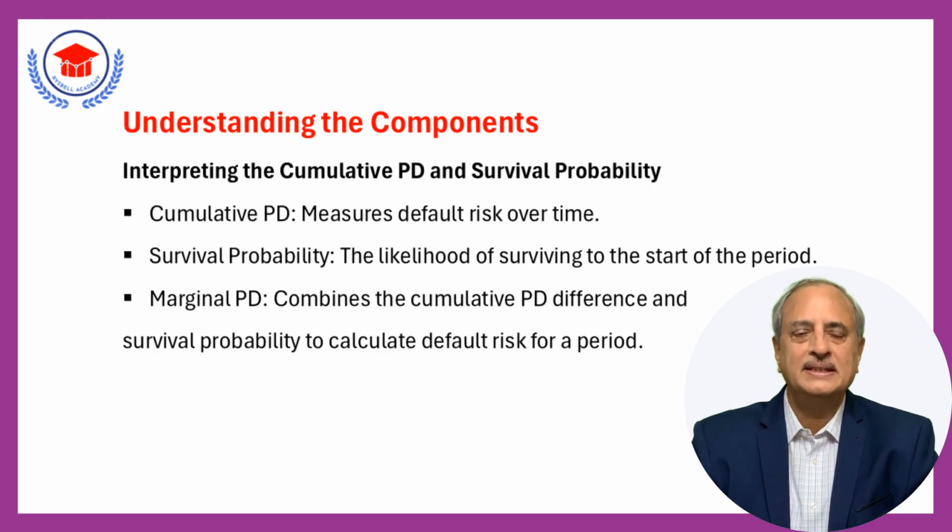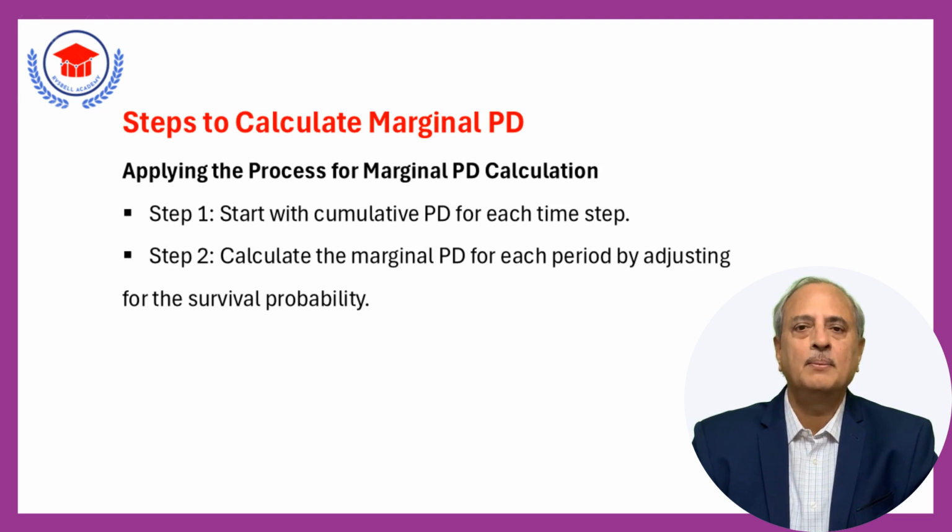Now let's interpret this step further. The difference in cumulative PD between two periods tells us how much the risk of default increased during that time, and survival probability, that's just the chance of making it to the beginning of the time period without any default. So the marginal PD combines these two ideas to give us a clear picture of default risk for a specific period.